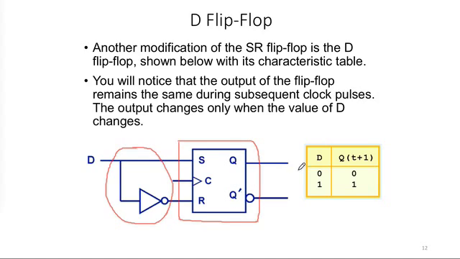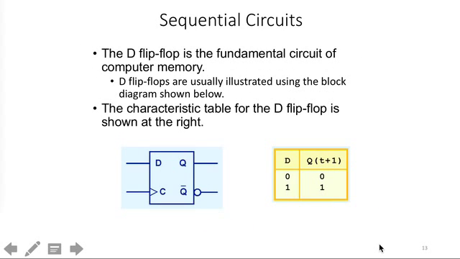Okay, so let's look at the characteristic table. When D equals 0, Q(t+1) equals 0. When D equals 1, Q(t+1) equals 1. So you can see that the output Q(t+1) is the same as the value of the input D. In fact, the flip-flop is the fundamental circuit of computer memory. Because we can see that the value of Q(t+1) is always the same as the value of the input D.